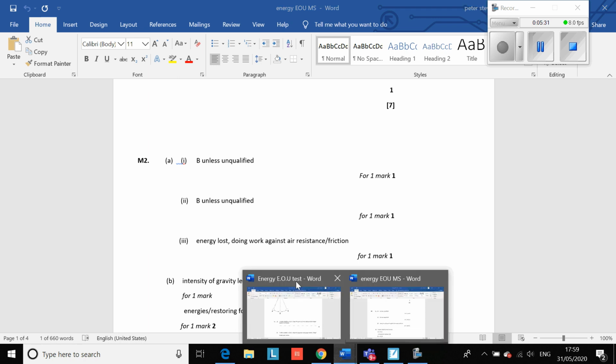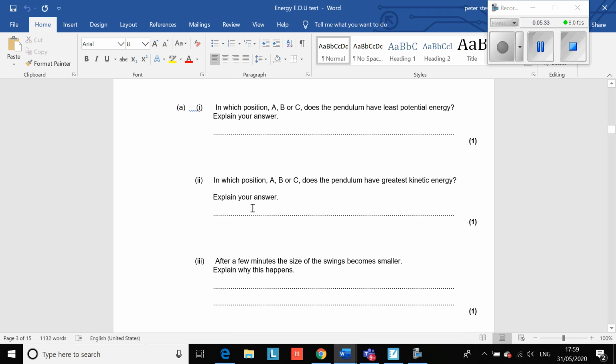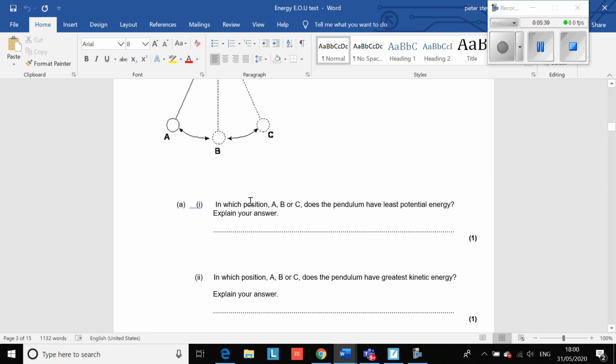Now the next one, in which position A, B, or C does the pendulum have the greatest kinetic energy? Basically, where is it moving fastest? So think about how energy transfers. As a pendulum swings backwards and forwards, kinetic energy and gravitational potential energy constantly transfer. So up here, it's got the most gravitational potential energy.